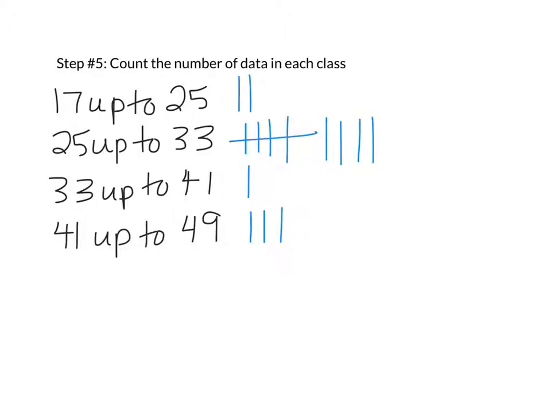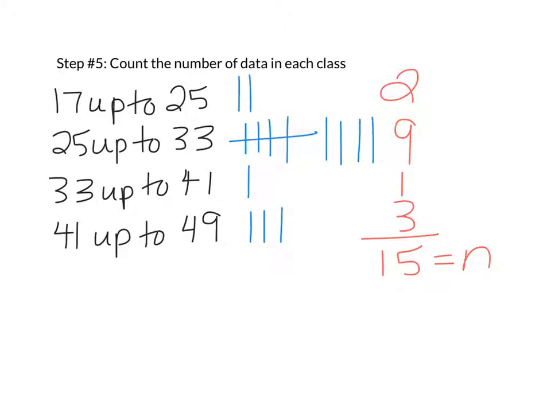My final step in the creation of my frequency distribution is to go ahead and add up the tallies to make sure that I have the original amount of data. So count the number of data in each class. So I have 2, 9, 1, and 3. And if I add those up, those will give us 15. And that was the original pieces of data that I have.